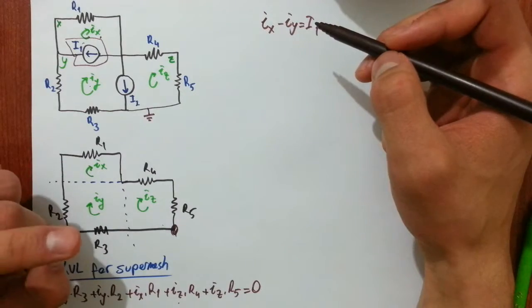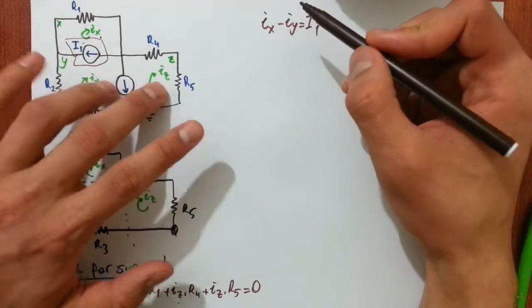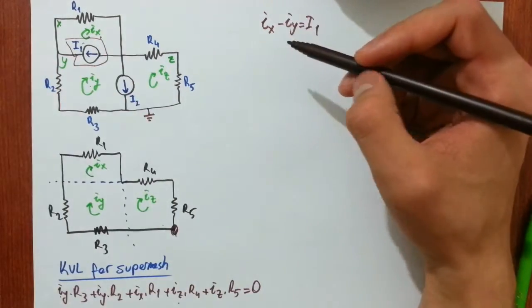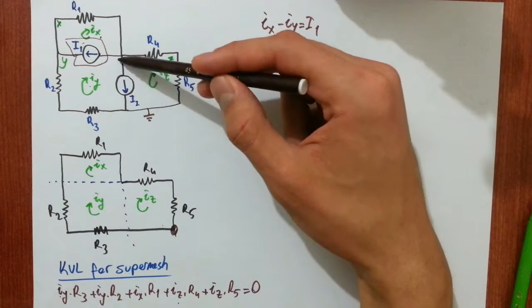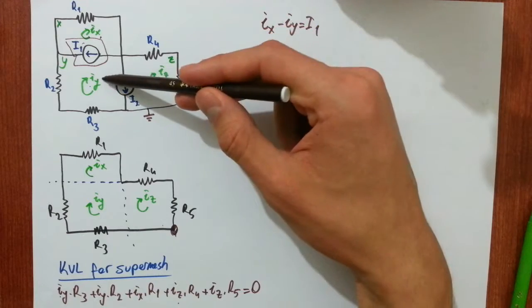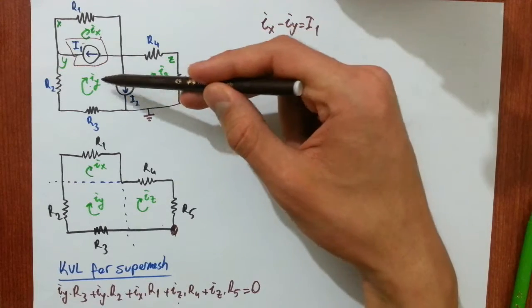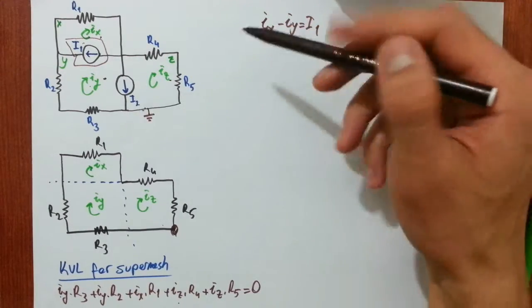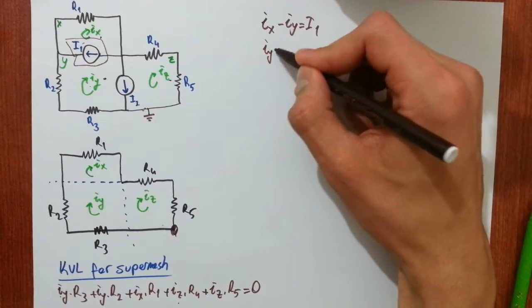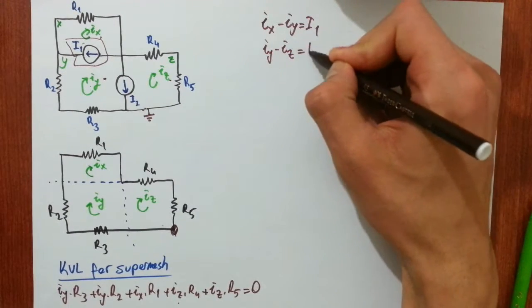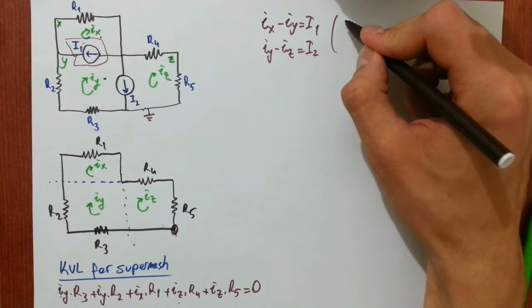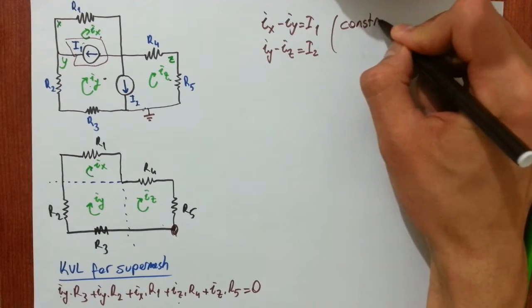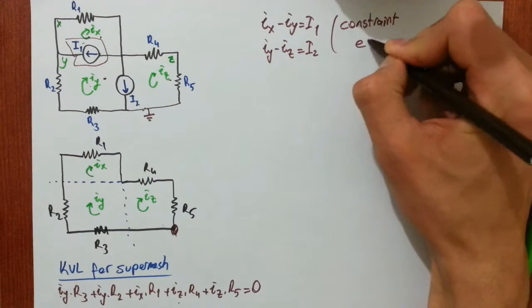We need one more. We can relate IY and IZ here. And IY and I2 are in the same direction. If we subtract IZ from IY, we can get the value of I2. So, IY minus IZ is actually equal to I2. These two equations are called constraint equations.